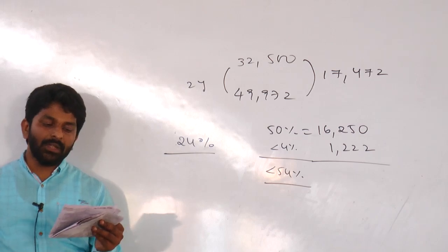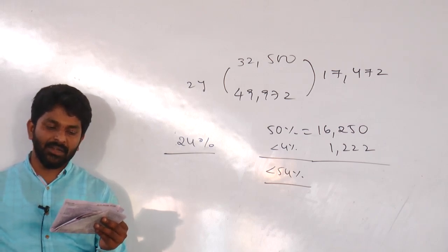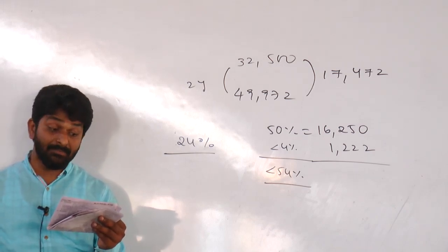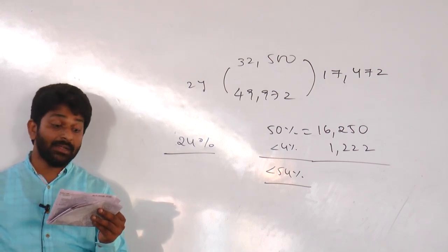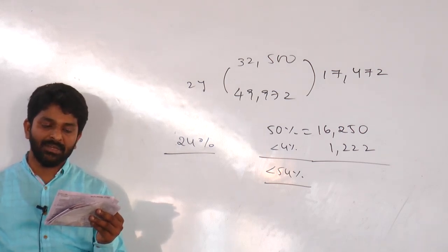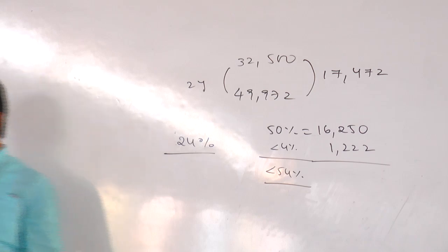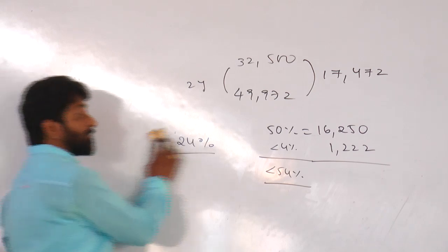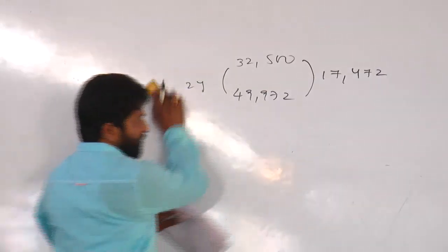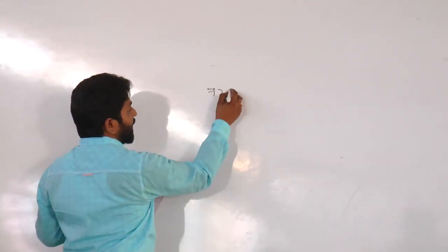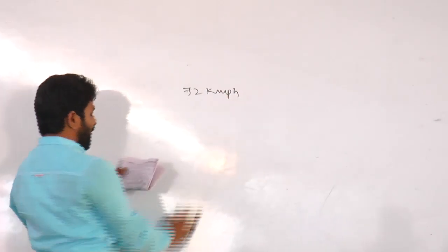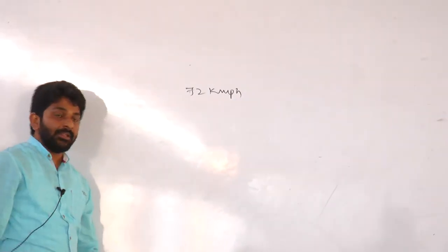62. In what time will a 360 meters long train running at a speed of 80 km per hour pass a man running at 8 km per hour in the same direction as the train? So both are moving in the same direction. If they are moving in the same direction, you need to take relative speed, and it becomes S1 minus S2, the difference between their speeds. One is 80 and the other one is 8. Difference is 72 kilometer per hour. What is that you are asked to calculate? Time.